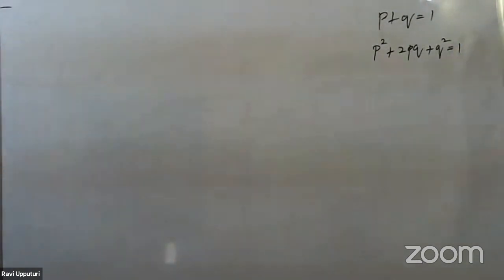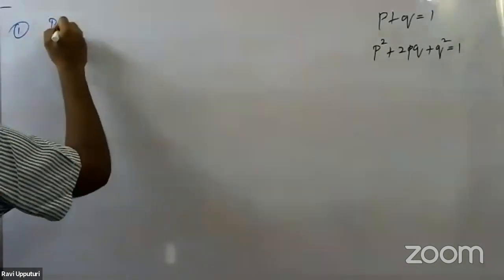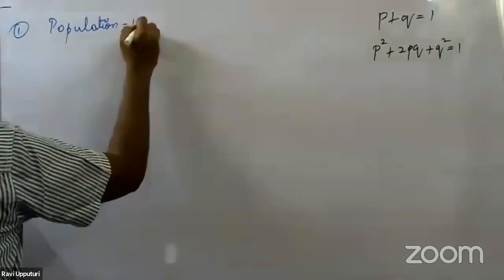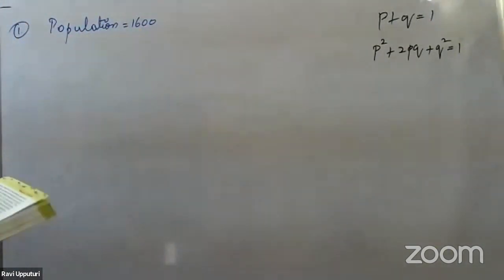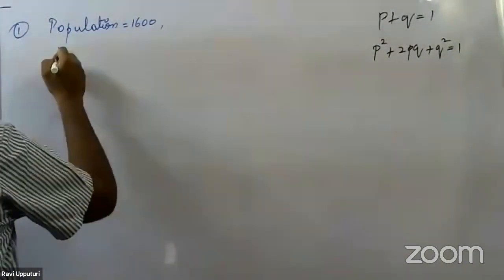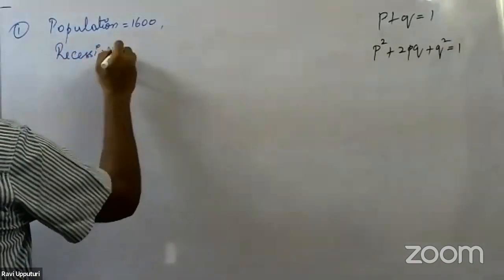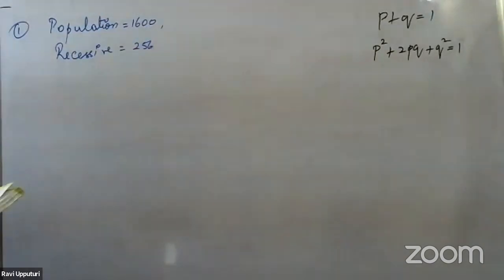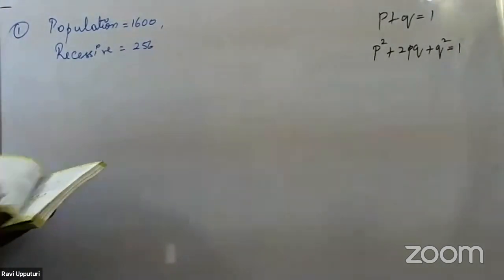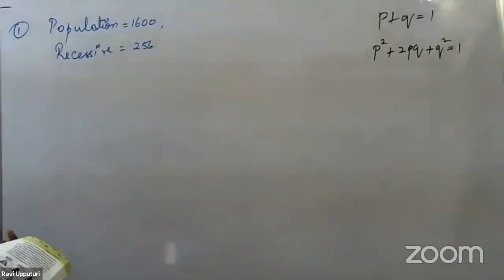The first problem we'll be taking up says: assume that in a population of 1600 individuals, 256 individuals are recessive. So the recessive individuals are said to be 256. Now they are telling us to find out the homozygous dominant and heterozygous individuals in the population.